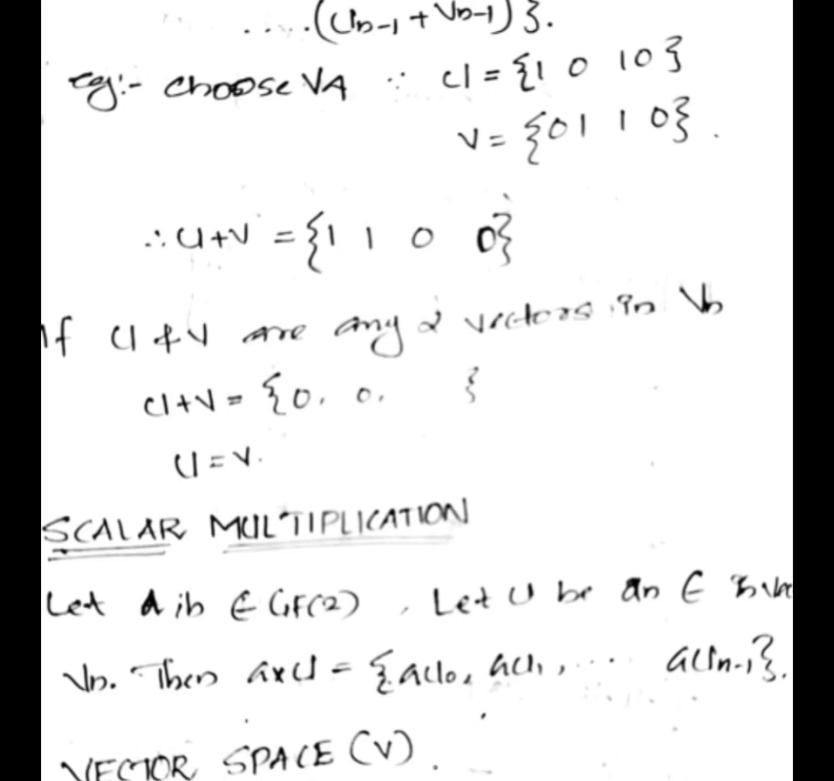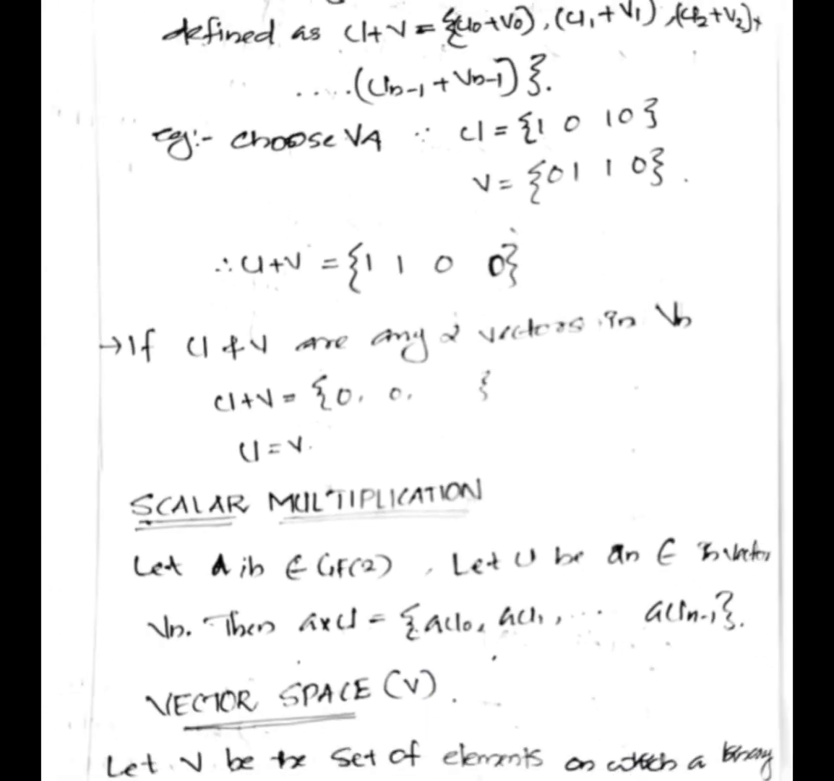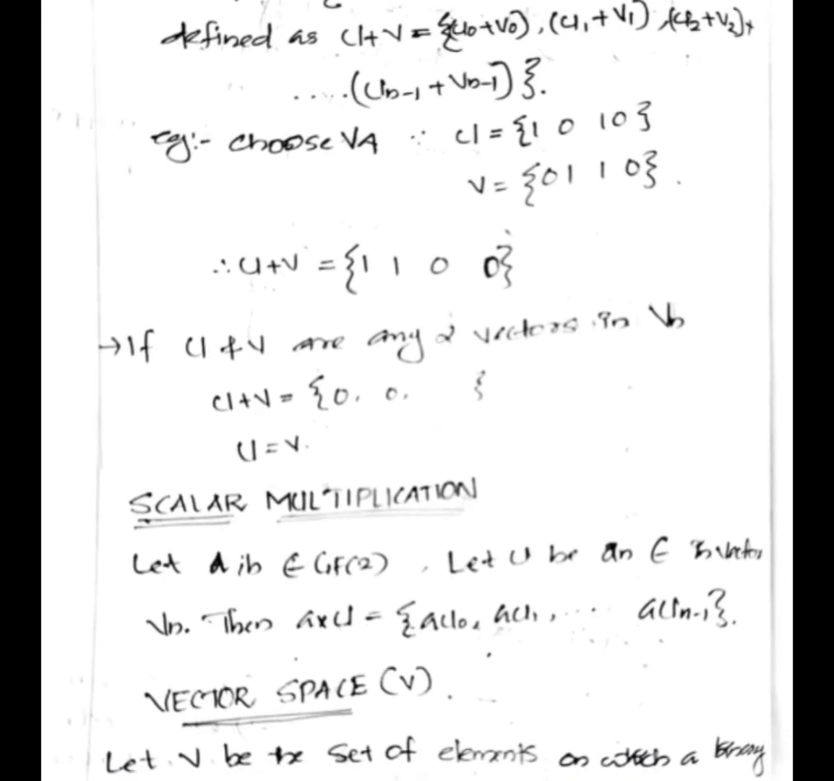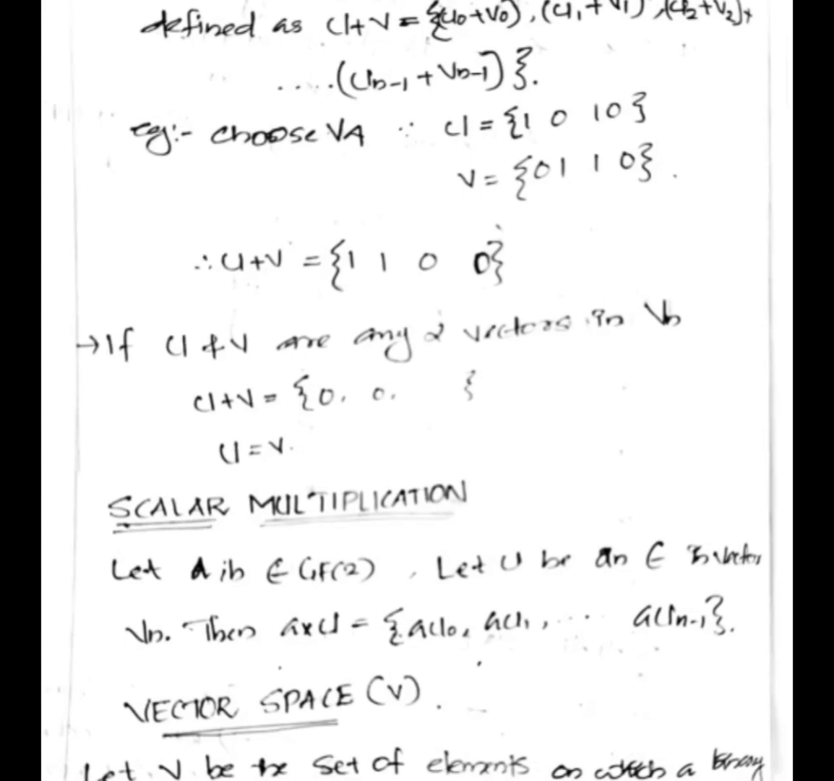That is A into U0, comma, A into U1, comma, etc., A into Un minus 1. This is scalar multiplication. Then next we have vector space V. Let V be the set of elements on which a binary operation addition is defined. So V denotes the vector space, and F be a fixed multiplication operation, or F is a scalar space.